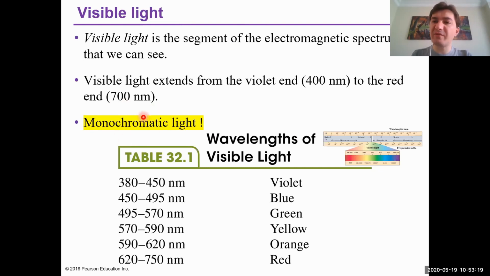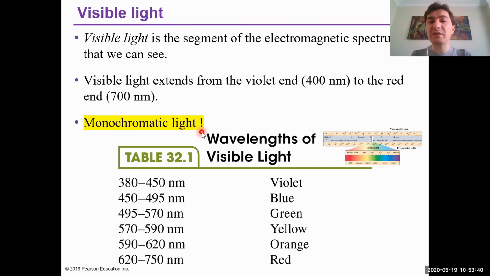Chromatic, chroma comes from color, renk, tek renkli ışık. It means that you have a single wavelength, okay? We are just talking about 450 nanometer, for example, or just 590 nanometer. We have a single wavelength. This is called monochromatic light.